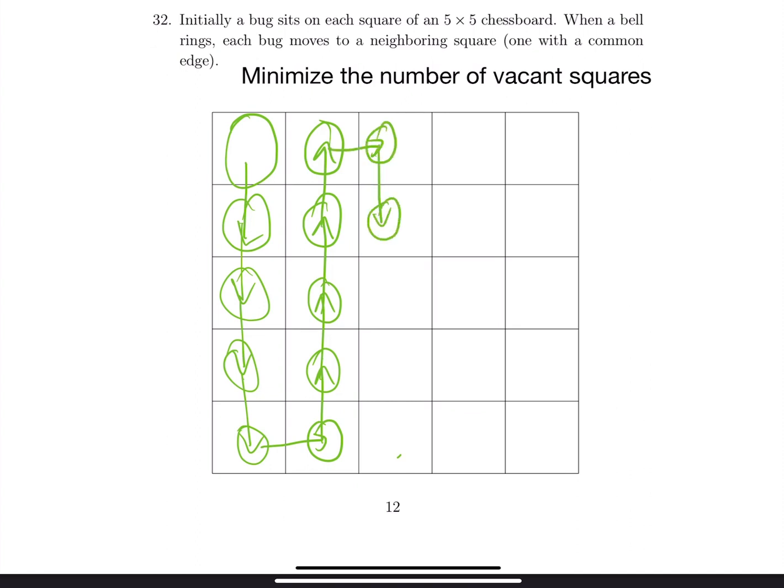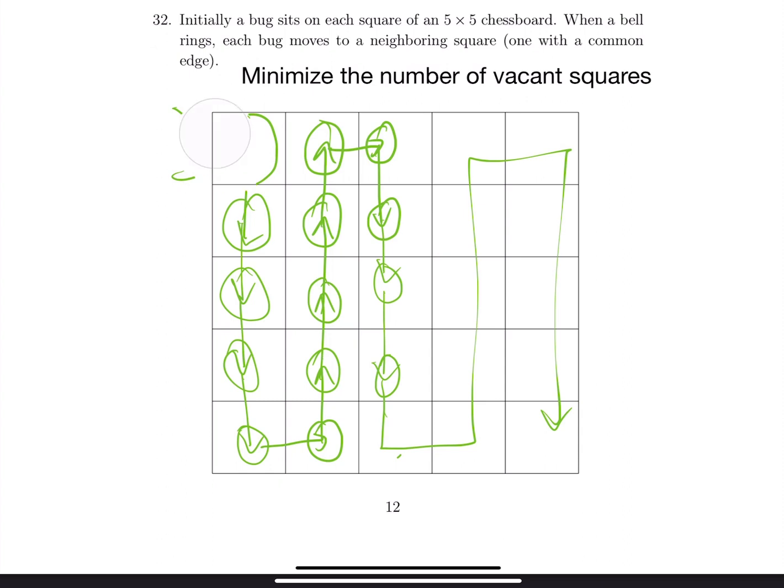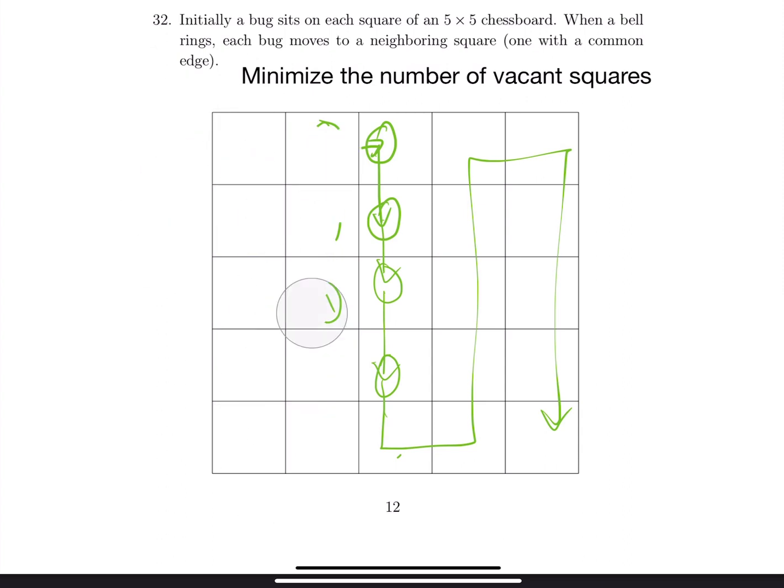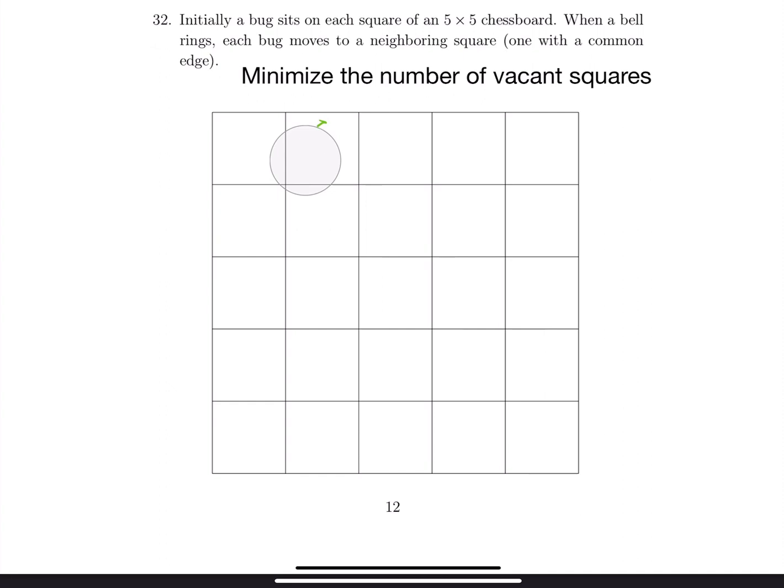So far, there's no vacant squares except for this one. So we can keep going, so on. And then we'll get no vacant squares except for this one. So we just found another way to do 1. Okay. So we suspect that there's no way to get 0. Let's see if we can prove that.